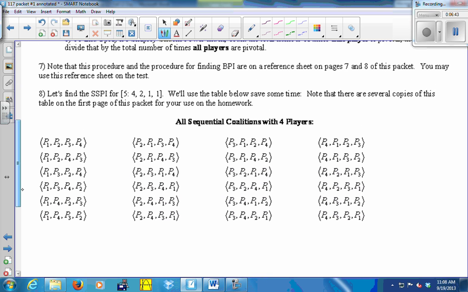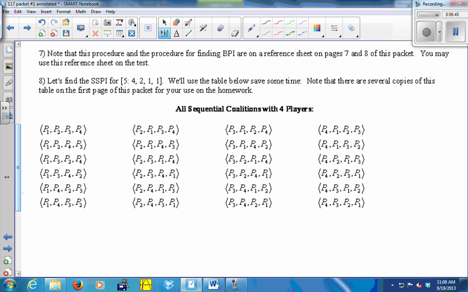So this procedure and the procedure for finding BPI, the Banzhaf Power Index, are referenced on pages 7 and 8 of this packet, and you can bring them with you to the test. All the reference material that's in this packet you can bring with you to the test. So you will have everything that you need on one page. You can use the reference sheet at the beginning of the packet. Page 9 also you can bring.